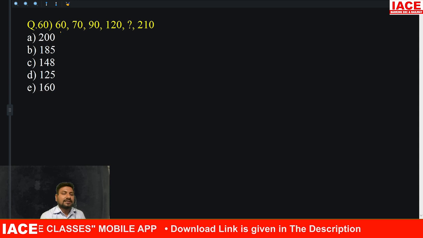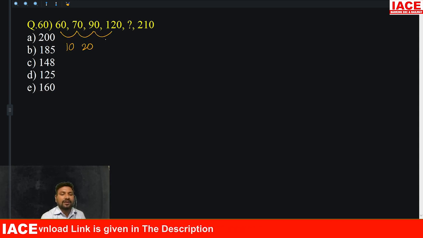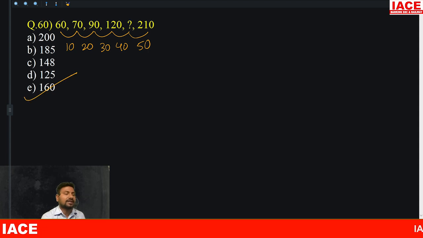Next, 60 to 70, 10 added. 70 to 90, 20 added, 90 to 120, 30 added, next should be 40 and next should be 50. Then 120 plus 40 equal to 160, option E.